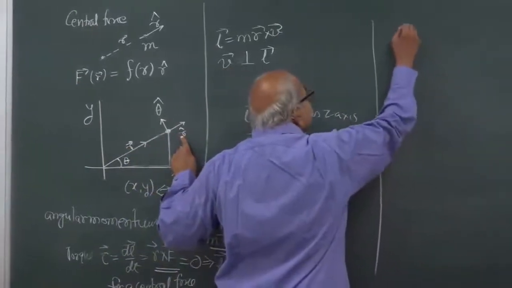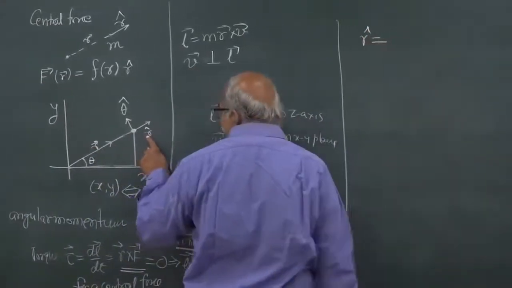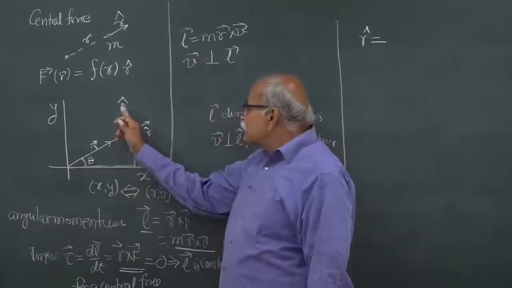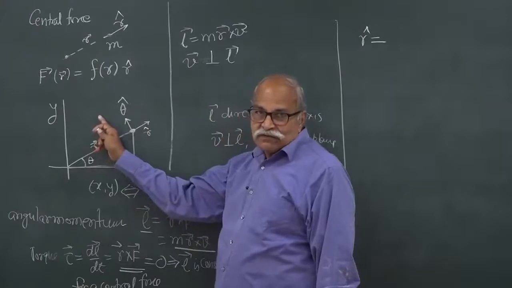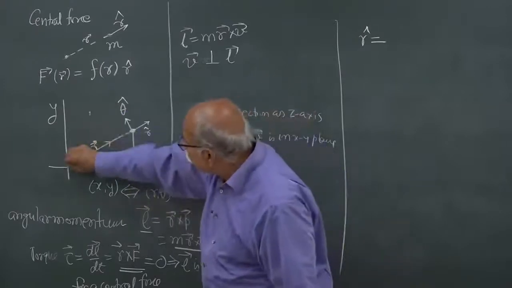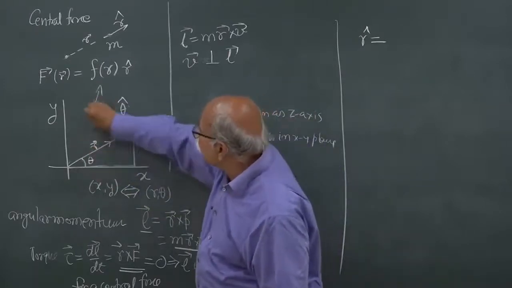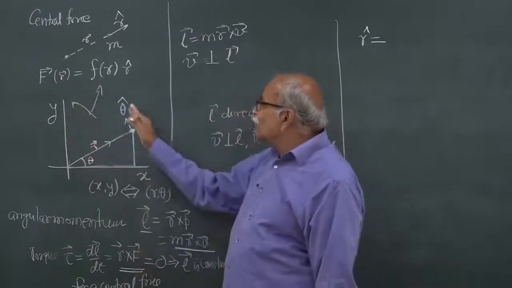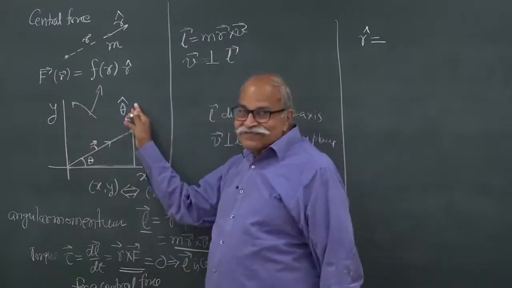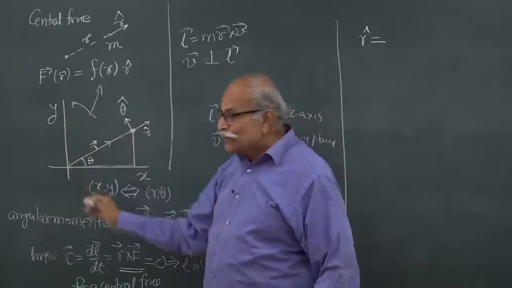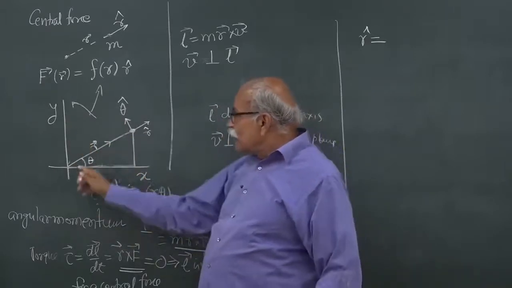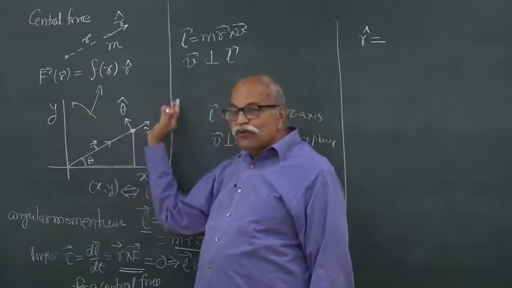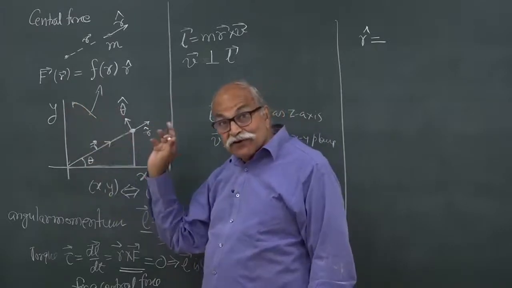What is this r cap in terms of i cap and j cap? Remember, this r cap and theta cap depend on where this point is. If the point is here, r cap is in this direction, theta cap is in that direction. These are not constant vectors, they depend on the position of the particle. i cap, j cap are constant: x axis is fixed, y axis is fixed, the particle is moving.